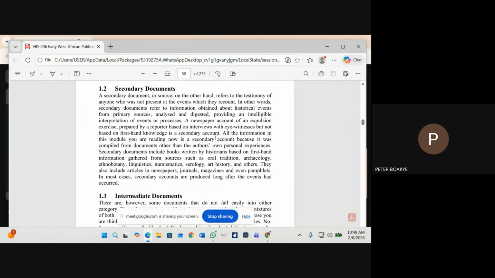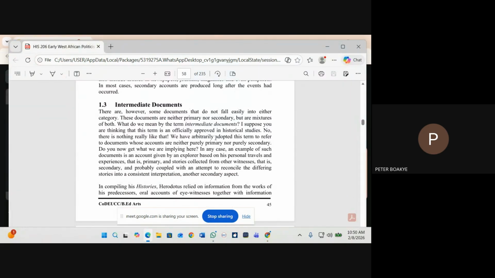Secondary documents include books, so textbooks, books written by historians based on first-hand information they had from oral tradition and so on and so forth. Others also include articles in newspapers, journals, magazines, and even pamphlets. In most cases, secondary accounts are produced long after the events have occurred.